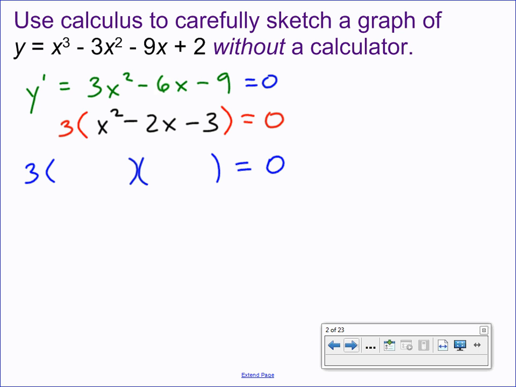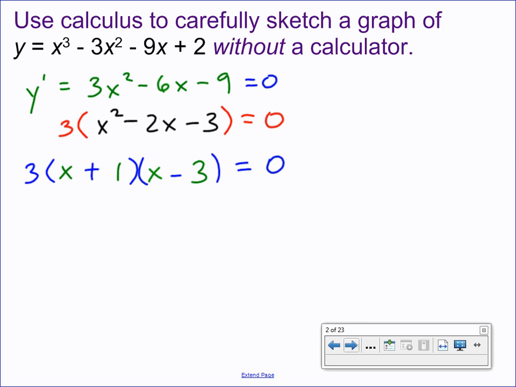It looks to me like our firsts are x and x. Looks like our lasts are 1 and 3. And it looks like my signs, in order to create an outer product and an inner product that sum to give me that negative 2x, we're going to have the larger with the negative, the negative 3 and the positive 1, so that my opposite signs multiply to create a negative last term in my trinomial. All right, so now that I have this factored, I'm going to go ahead and set each individual factor equal to 0 and solve separately.